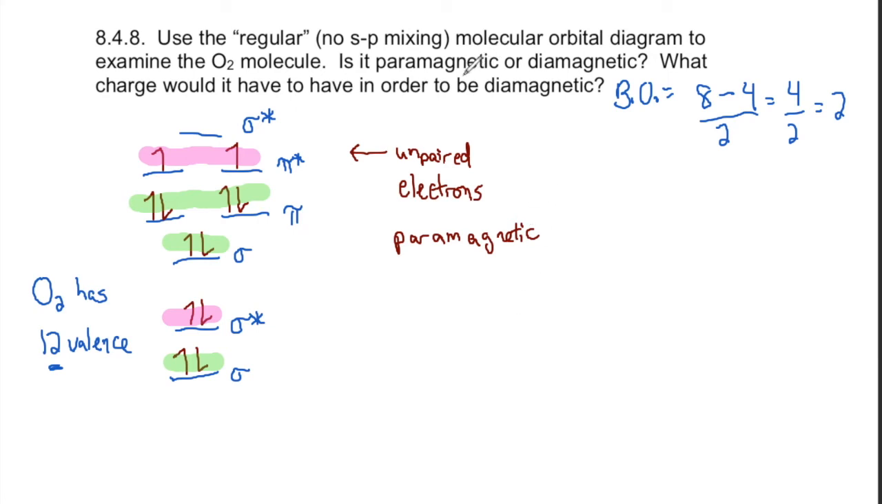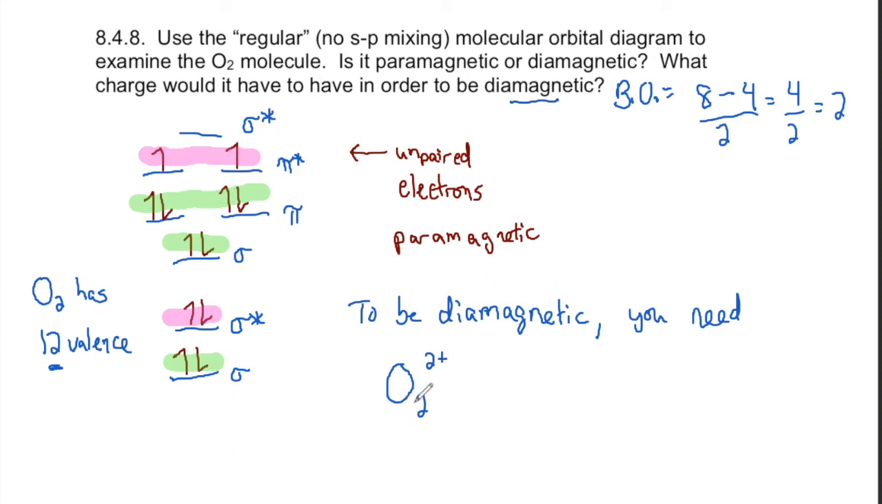Then we have one more question here about the charge that an oxygen molecule would have to have in order to become diamagnetic. So let's look at these unpaired electrons. If one of them were gone, we would still have an unpaired electron. But if both of them were gone, we would have only paired electrons. So to be diamagnetic, we would have to have 2 electrons gone, and that would give it a +2 charge. So if these 2 electrons were gone, and we have an oxygen molecule with a +2 charge, that would be diamagnetic.